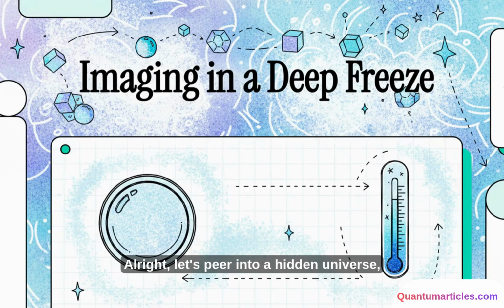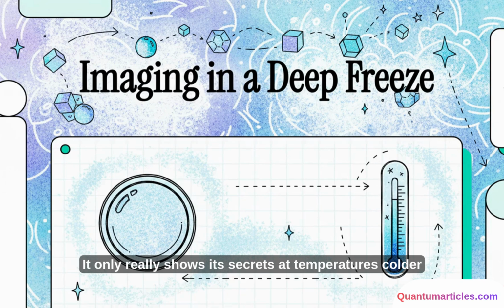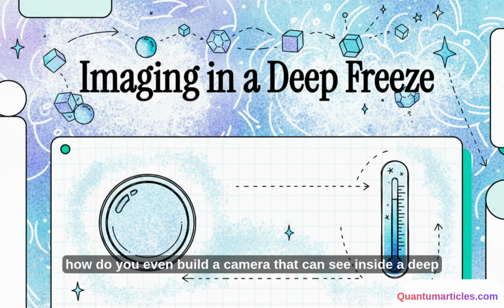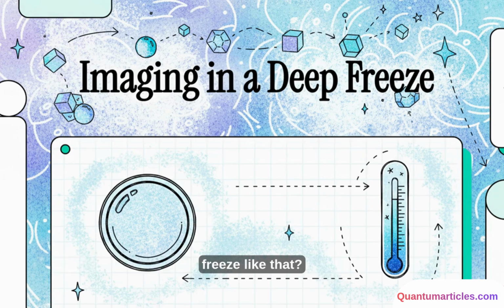All right, let's peer into a hidden universe, the quantum world. But here's the catch. It only really shows its secrets at temperatures colder than the darkest parts of deep space. So the question is, how do you even build a camera that can see inside a deep freeze like that?